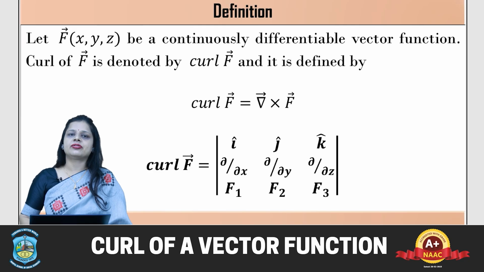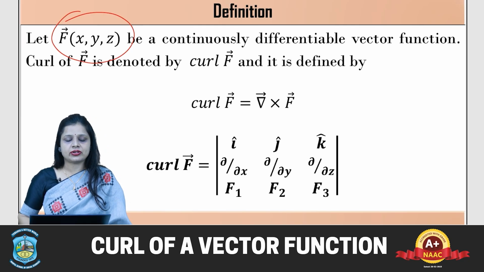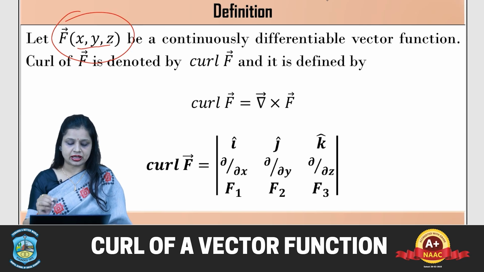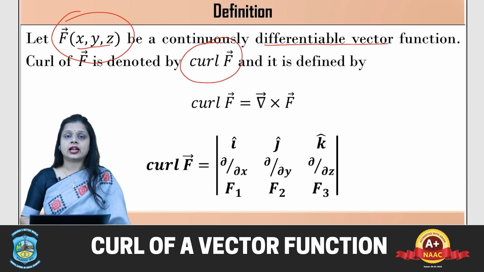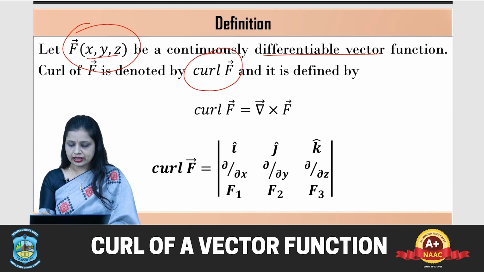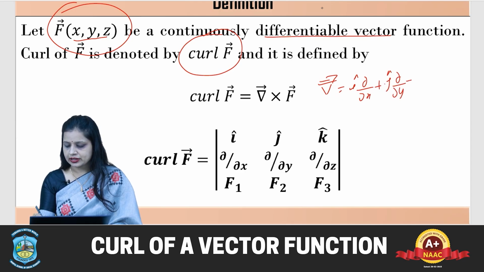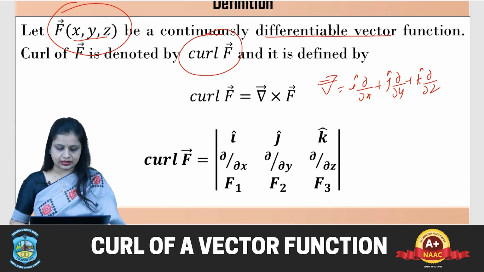Let us start with the definition of curl. For a vector f of three variables x, y and z, if it is a continuously differentiable vector function, then its curl is denoted by curl f and it is defined by Nabla cross f. You must recall the value of the Nabla operator, which is i cap del by del x plus j cap del by del y plus k cap del by del z, and f is a vector function.